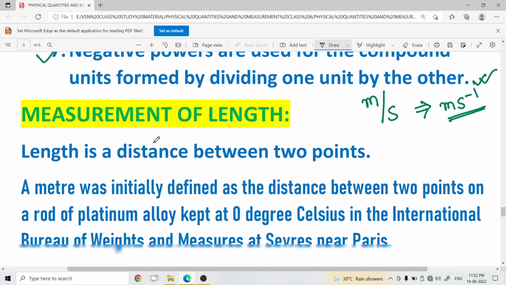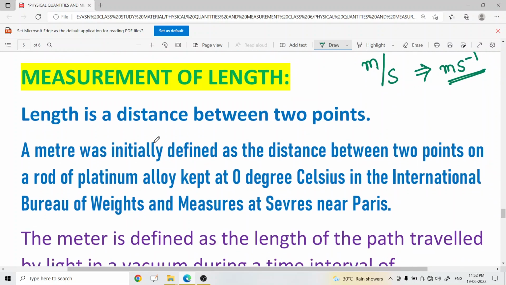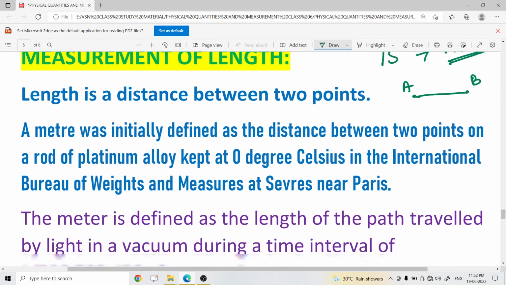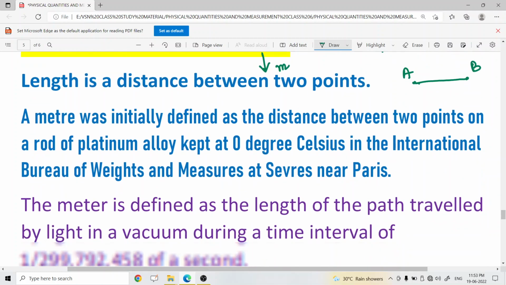Next, we are going to find out how to measure length. In general, length means the distance between two points. If we take two points, one is A and another is B, then the length of AB is the distance between A and B. In general, the SI unit of length is meter, small m. So you have to know the definition of a meter.